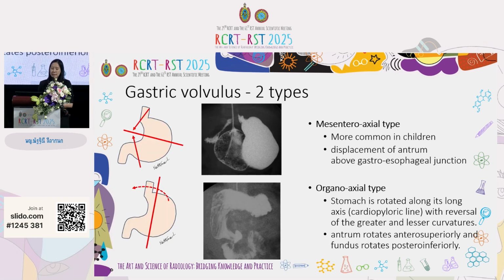So gastric volvulus has two types. The mesenteroaxial type is more common in children, where the antrum and the pylorus are displaced above the gastroesophageal junction, while in the organoaxial type, the stomach rotates around its axis, showing reverse position of the greater and lesser curvature of the stomach. And the mesenteroaxial type tends to present acutely, but the organoaxial type tends to present more chronically and intermittently.